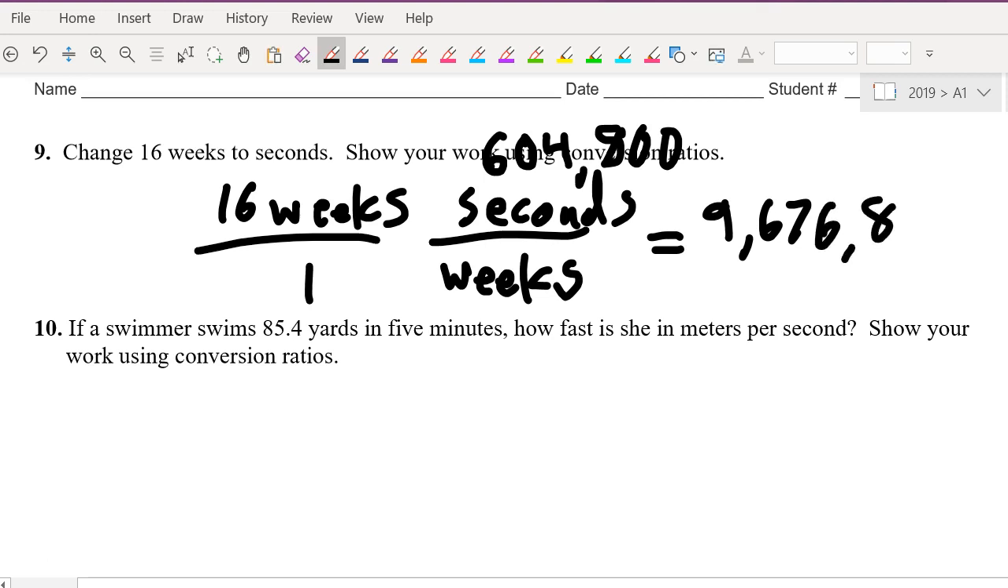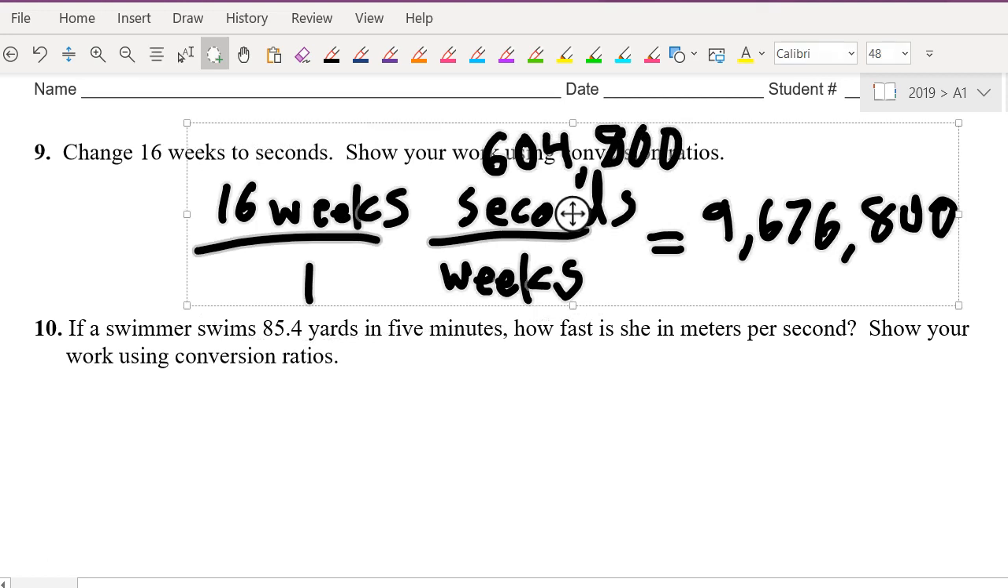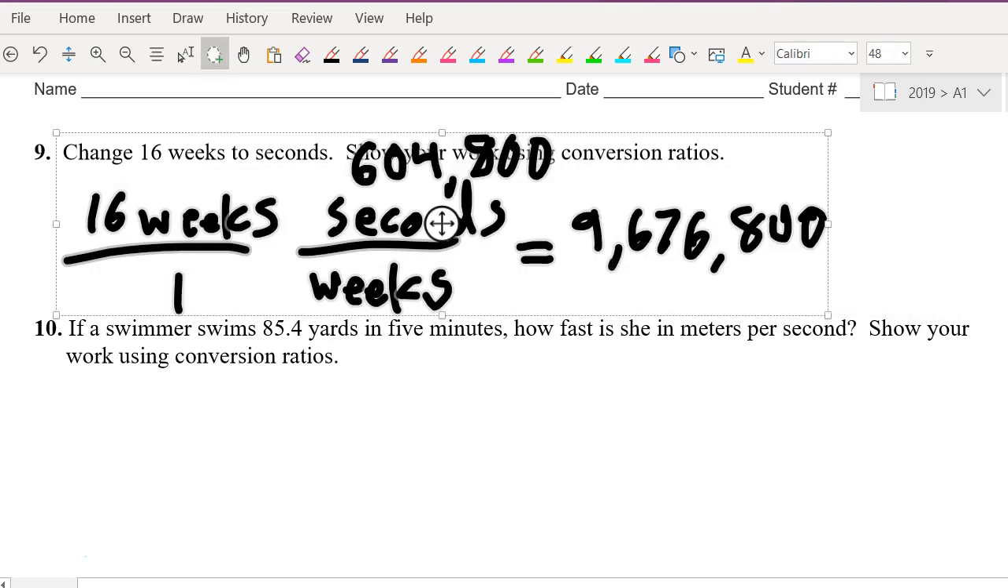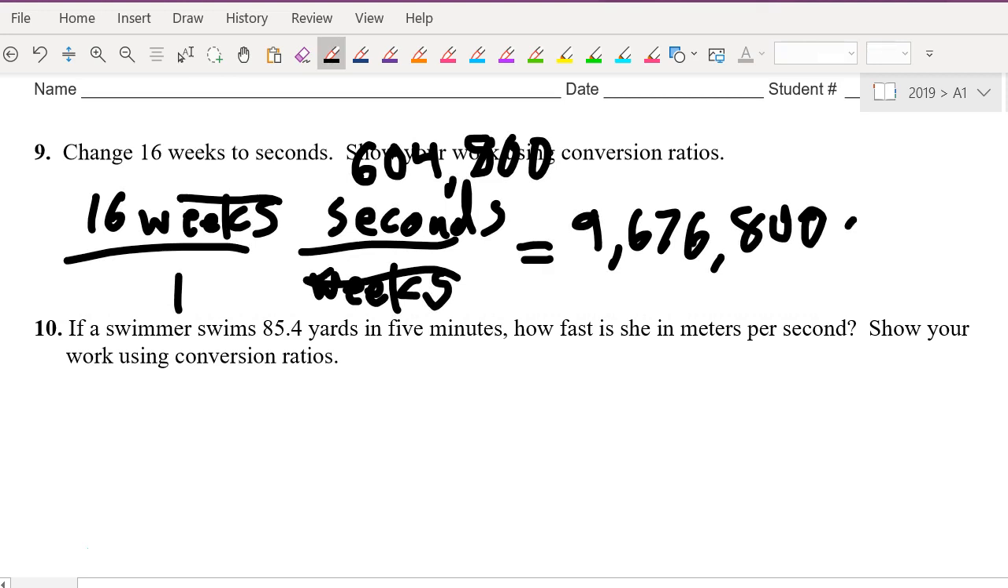No, it's 199. Like, this is absurd. Yeah, that's a little. Yeah, because there's 138,000 minutes in 16 weeks. Yeah, that's pretty fun. Wait. I had fun on this problem. Yeah, so seconds equals 9,676,800 in 16 weeks.